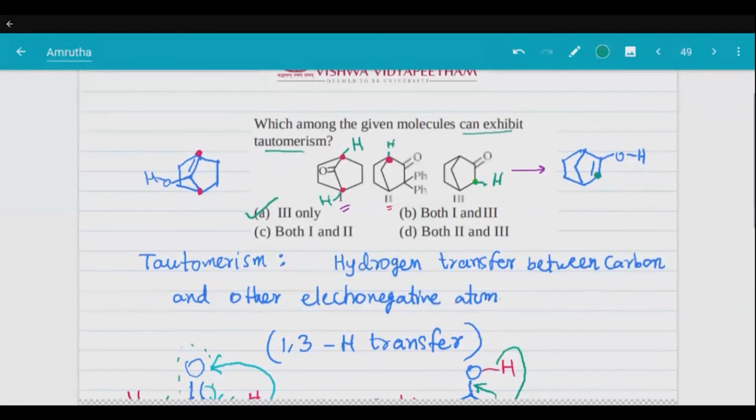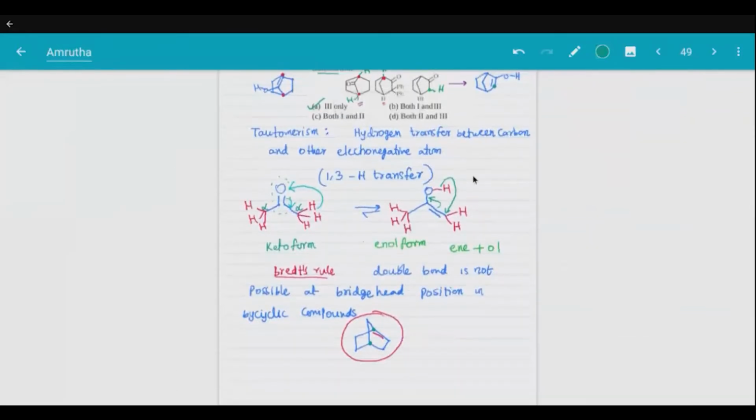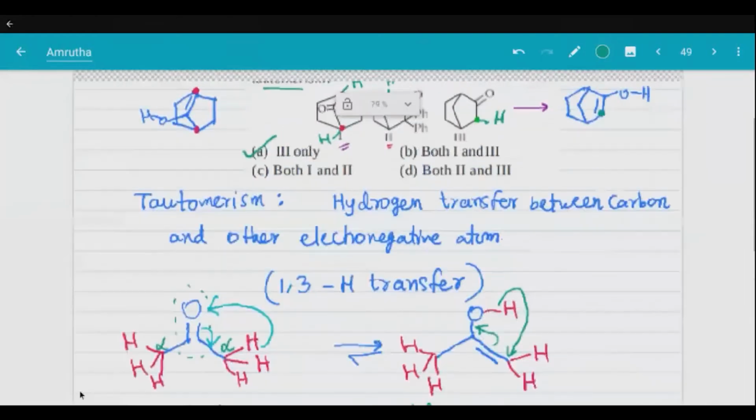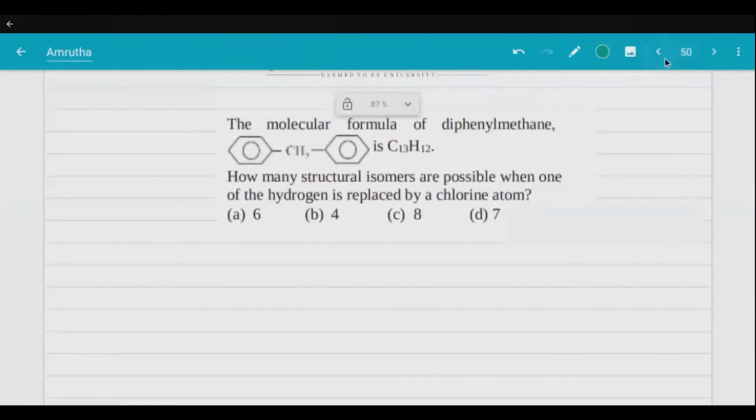Very, very important question. If you see bridgehead, meaning bridged bicyclic compounds, we have to make use of Bredt's rule. Okay. Understood? I hope you got clarity. Okay, fine. Next. Now this is a very interesting question.